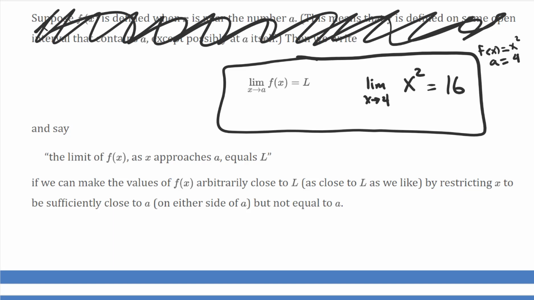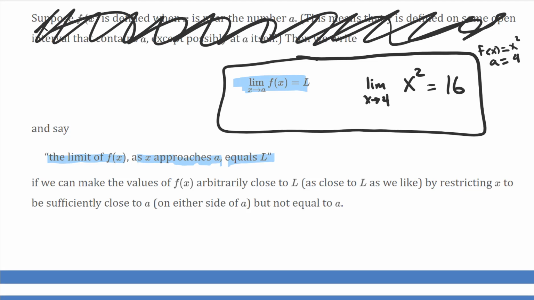Do your best to understand our first game. Here it comes. We need to be able to read it. So reading this is: the limit of the function. Now I say it a little differently, but this is the way your book and your online homework do it. The limit of f of x as x approaches a equals L.